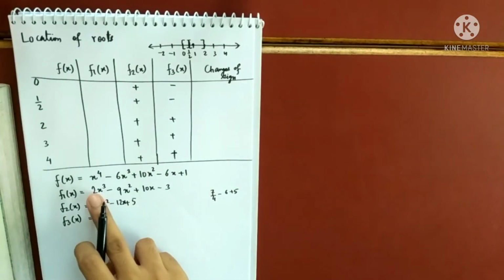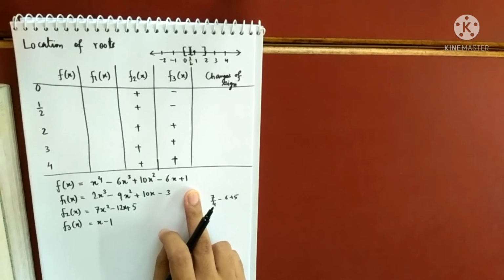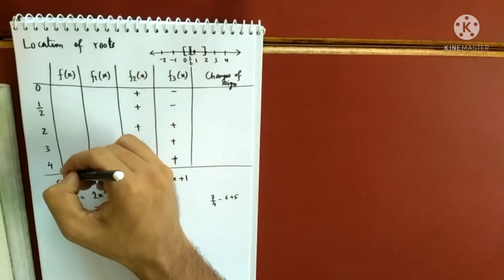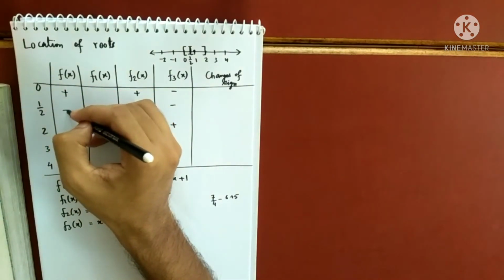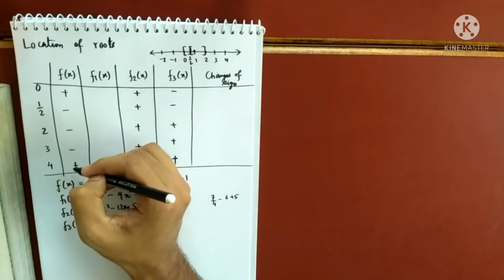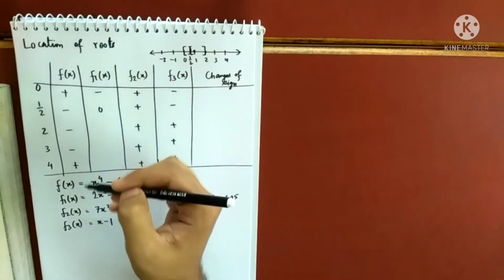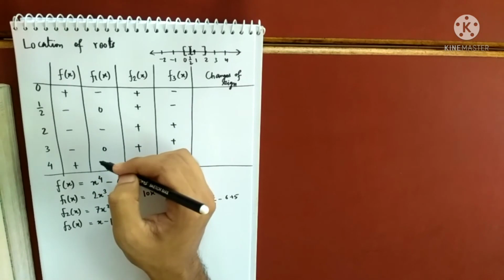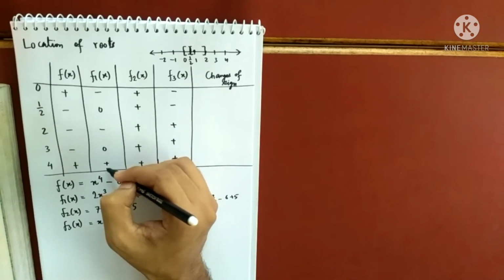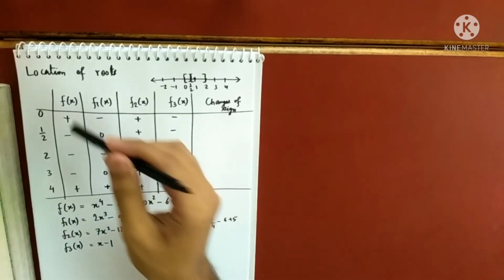Similarly you'll put the values here, that will take some time. So I'm not doing it, I'll just copy it from what I've done previously. So plus, minus, minus, minus, plus. And here the sign you'll get is minus, 0. Okay. Now count the changes of sign.